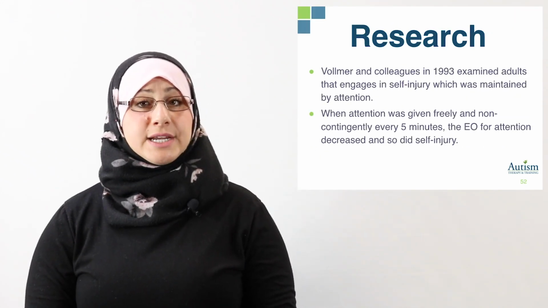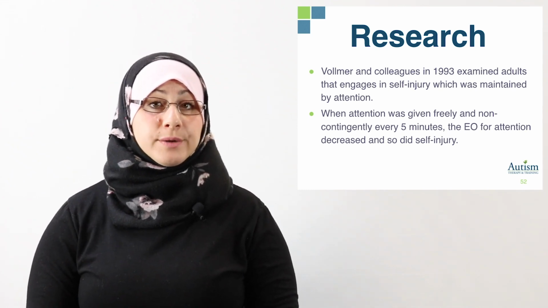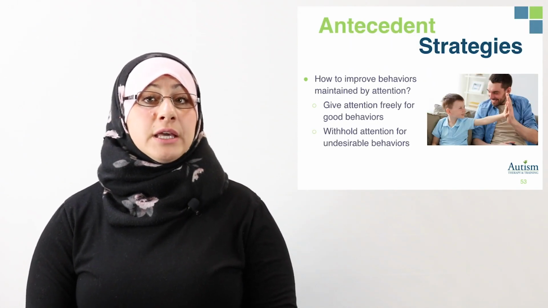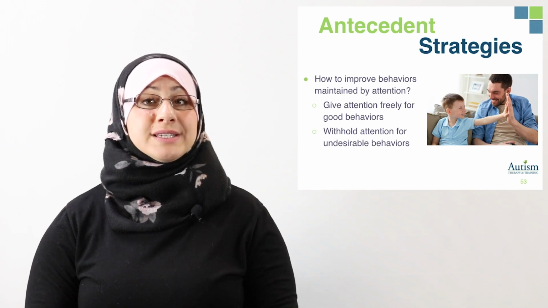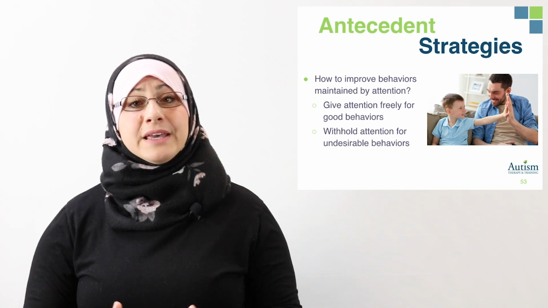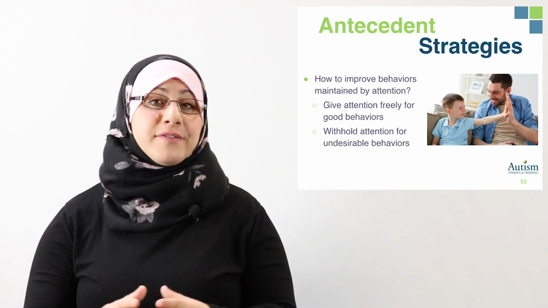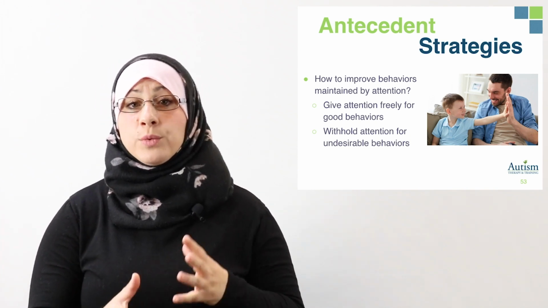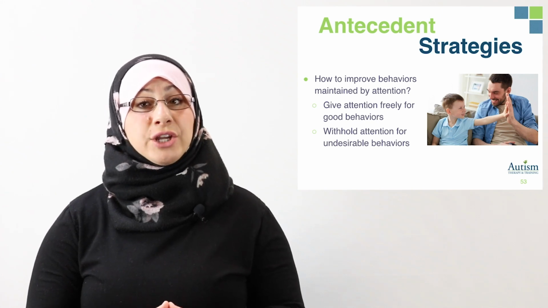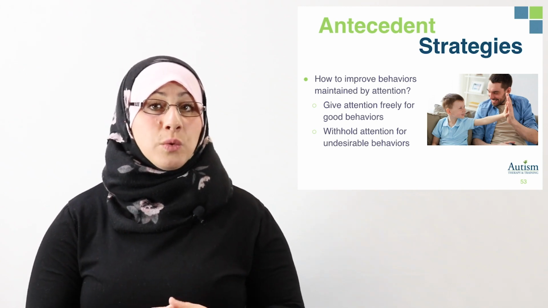Vollmer and colleagues in 1993 examined adults that engaged in self-injury, which was maintained by attention. When attention was given freely and non-contingently every 5 minutes, the EO for attention decreased, and so did self-injury. How to improve behaviors maintained by attention? Well, give attention freely for good behaviors. You can do things like, "Johnny, I love how you're walking. Great sitting." Then withhold attention for undesirable behaviors. If the learner is engaging in behaviors to get your attention and you react, then you're giving them that exact attention that they want.